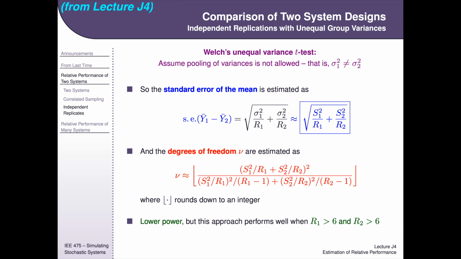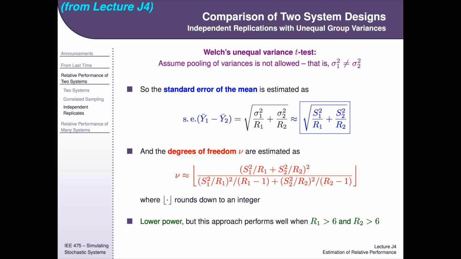And this formula is just a formula of the sample variances and the numbers of replications, and it will then end up giving you a number out, which depending on the difference in sample sizes and the difference in variances might be very close to R1 plus R2 minus 2, or it might be very different than that. So it's very flexible in the degrees of freedom.